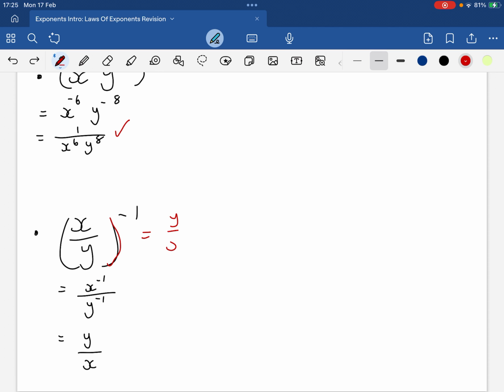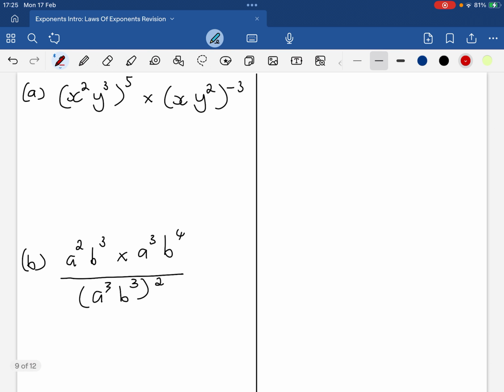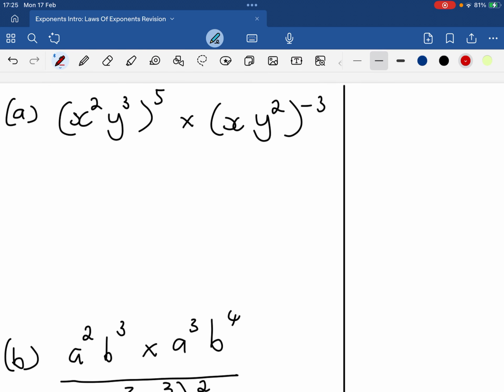Now, let's look at some practice questions together. Some of these will get a bit tricky, and I actually suggest that before you watch me do it, pause the video and try it out yourself, and then compare with what I have. Remember, most of the learning that you do in maths happens in practice.